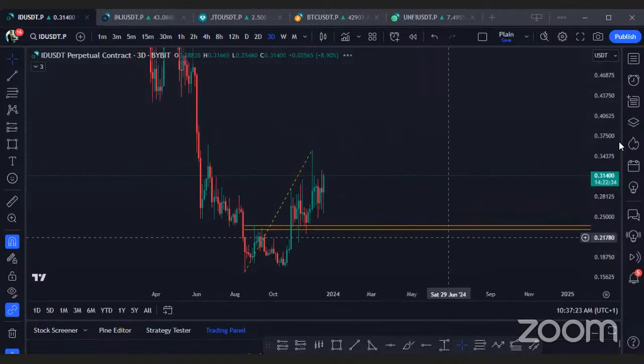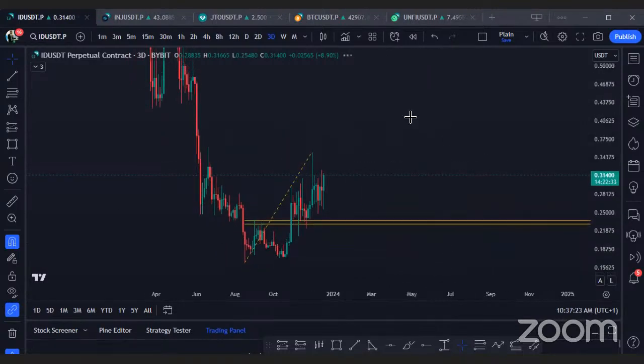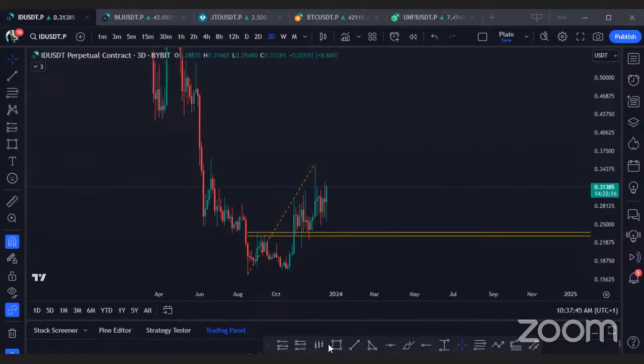So for the ID, John, currently ID is sitting at a resistance, and looking at a higher time frame, actually. Let me see if I'm on the right chart. ID USDT, yes. So we are currently sitting at a resistance right here, as you can see.